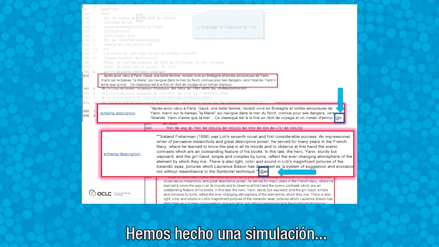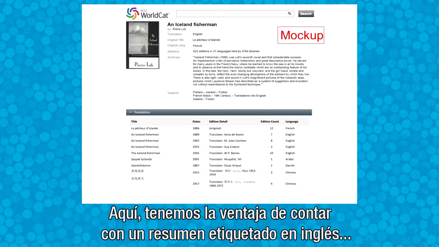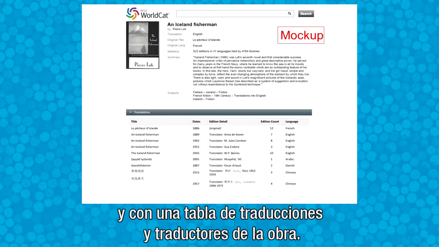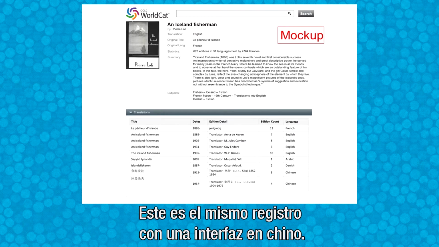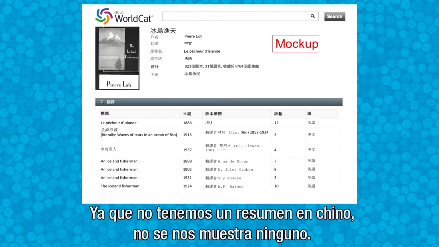So we have mocked up what a display could look like from the content of WorldCat records. Here we've taken advantage that we have an English language tag summary of An Iceland Fisherman, the original in French, displayed in an English interface and with a table of translations and translators of the work. This is the same record with a Chinese interface. Since we don't have a Chinese language summary, none would be shown.